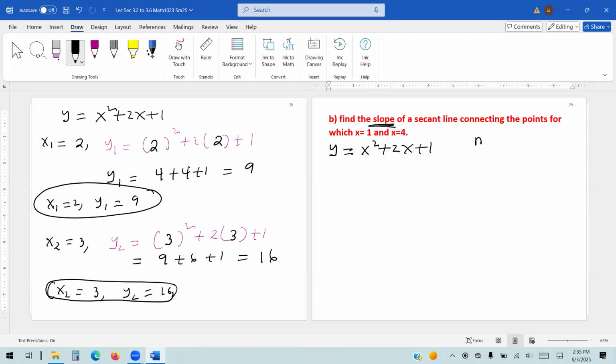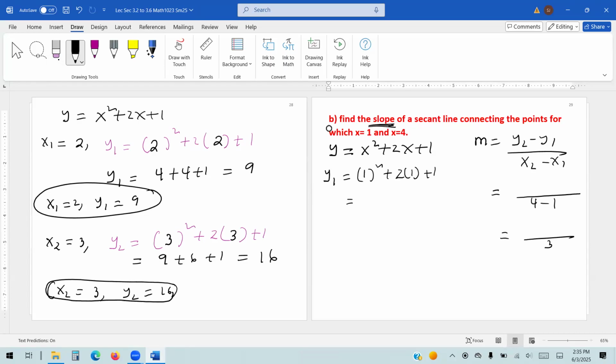Since our slope is y2 minus y1 over x2 minus x1, we have the denominator 4 minus 1, but we do not have the numerator. So we find y1. Our x1 is 1, so 1 squared plus 2 times 1 plus 1. Common mistake, what is 1 squared? 1, not 2. So from here we get 4, not 5.